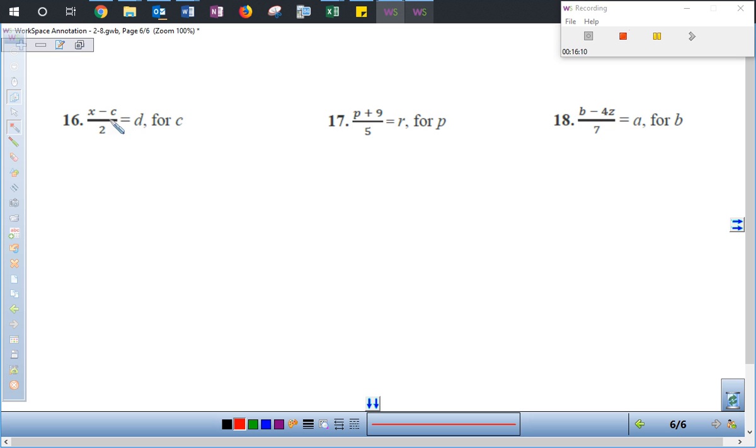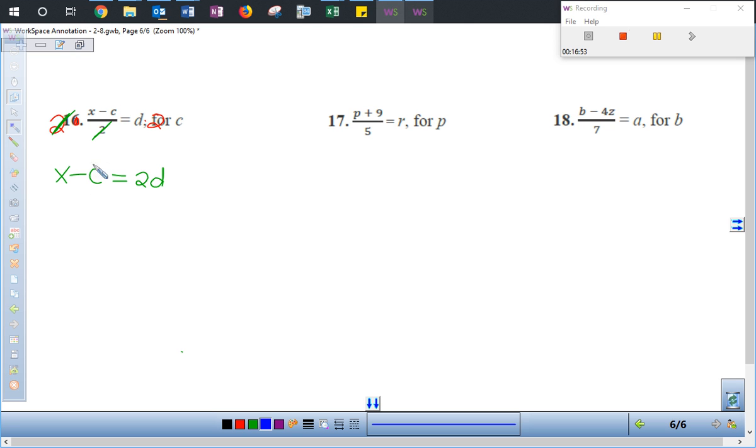Next, we have x minus c over 2 equals d. They want us to solve for c. Now, if you'll notice, we have a 2 in the denominator here. I want to get that 2 away from this equation first before I can start solving for c. So I'm going to multiply each side by 2. Now on the left side, this is very important, the 2 only cancels out the denominator. It does nothing to the numerator. So on the left side, it leaves me with x minus c. On the right side, I have d times 2, which gives me 2d.